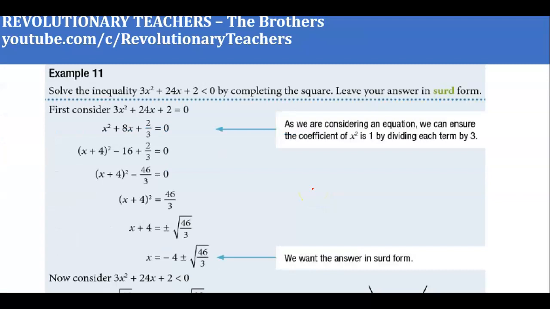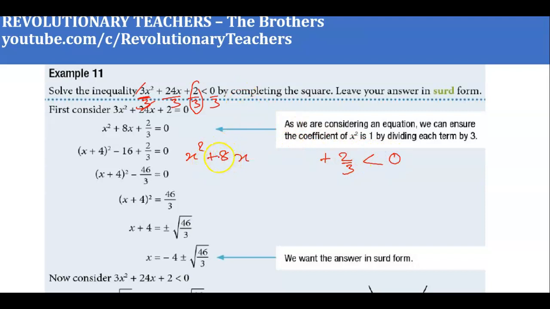You have to solve this inequality, but always remember that the coefficient of x square must be 1. So you have to divide this expression by 3. So you will have x square plus 8x. Keep this 2 upon 3 at the far end. Now what is 0 upon 3? 0 upon 3 is 0.